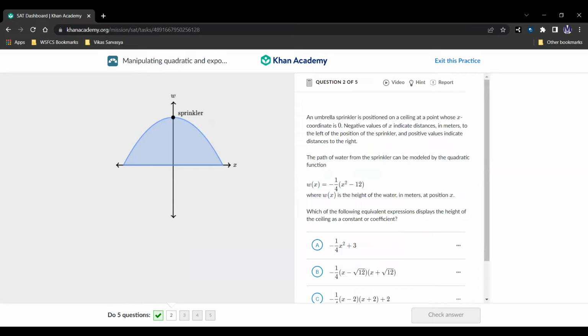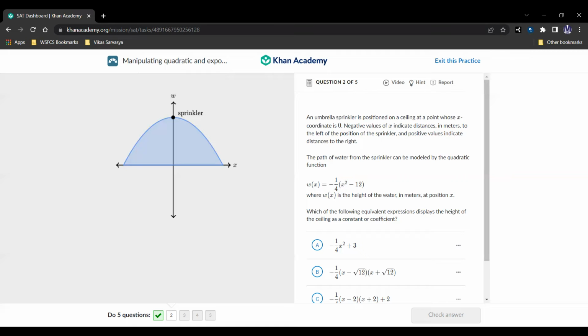Question number 2. An umbrella sprinkler is positioned on a ceiling at a point whose x coordinate is 0. Negative values of x indicate distances in meters to the left of the position of the sprinkler, and positive values indicate distances to the right. The path of water from the sprinkler can be modeled by the quadratic function w of x equals negative 1/4 times x squared minus 12, where w of x is the height of the water in meters at position x. Which of the following equivalent expressions displays the height of the ceiling as a constant or coefficient?